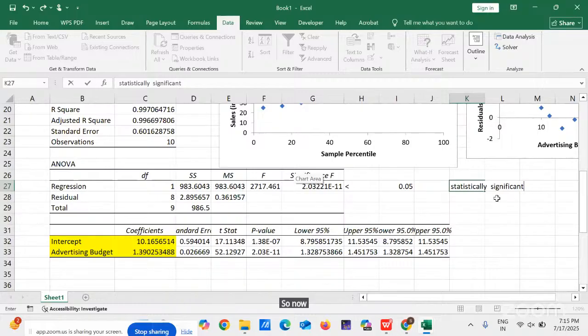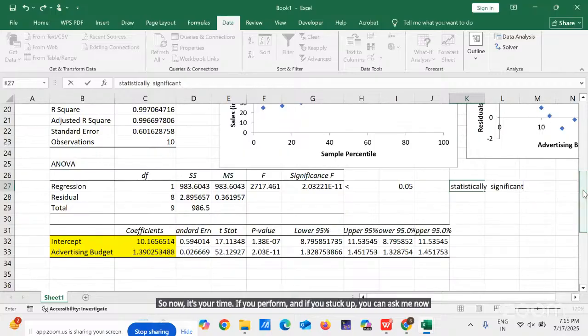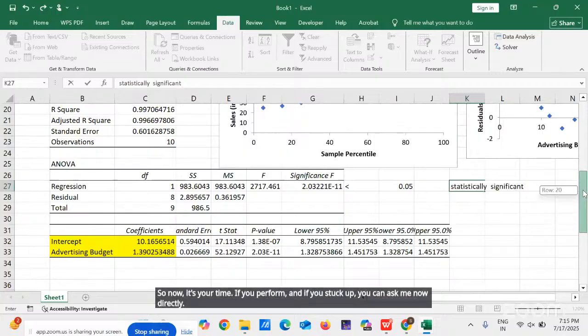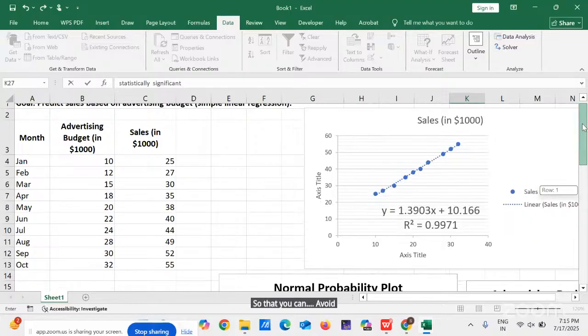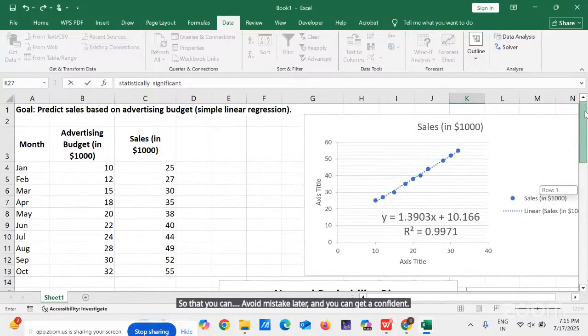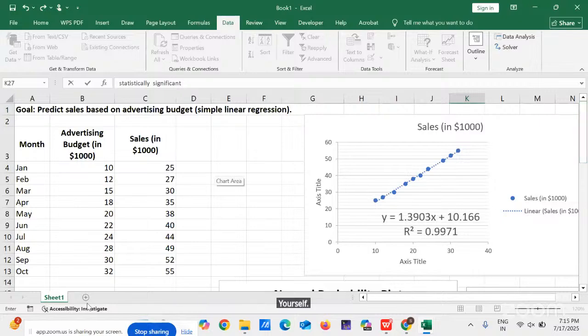So now it's your time. If you perform and if you get stuck, you can ask me now directly, so that you can avoid mistakes later and you can gain confidence in yourself. Okay, I'll wait for 5 minutes. Then we will continue with the next model.